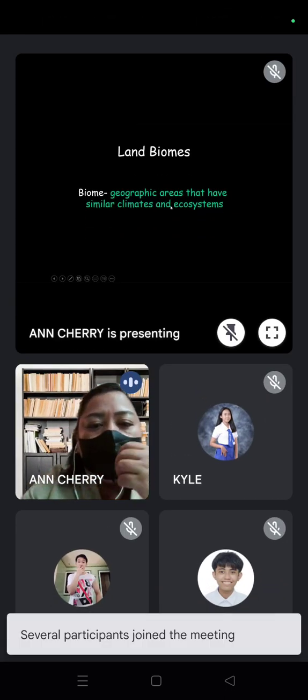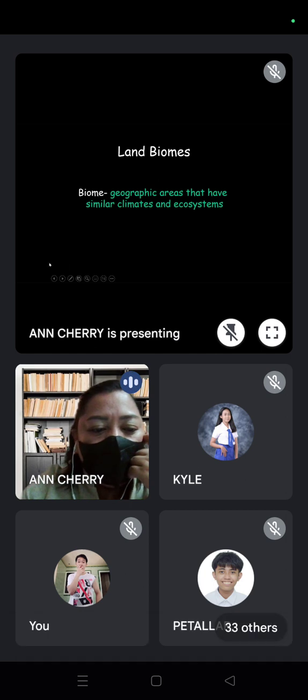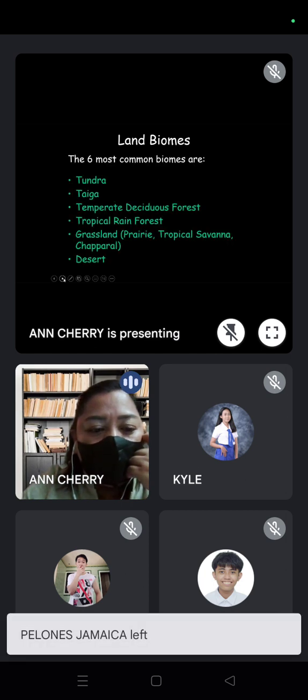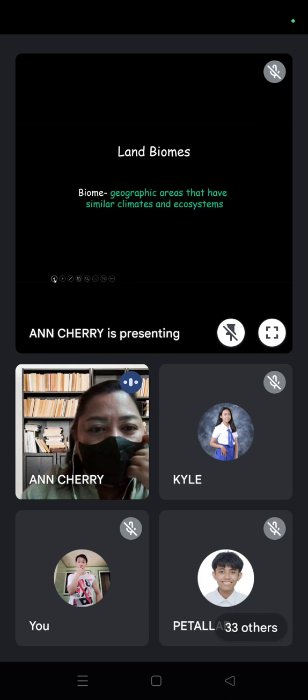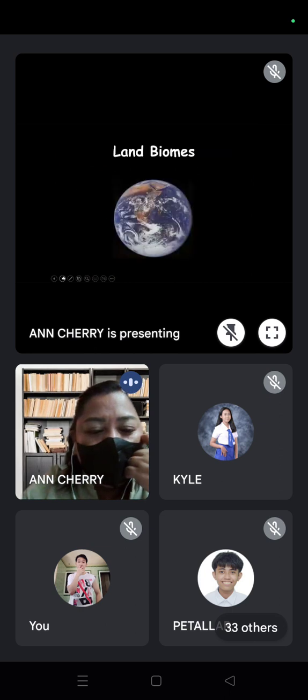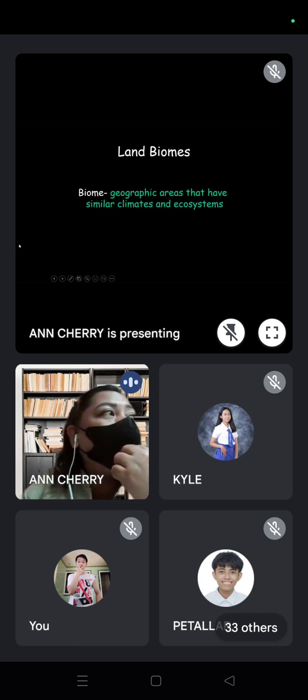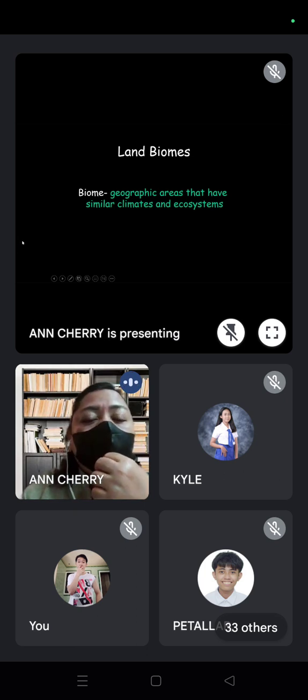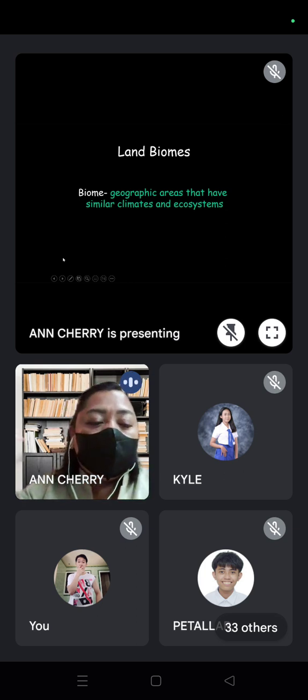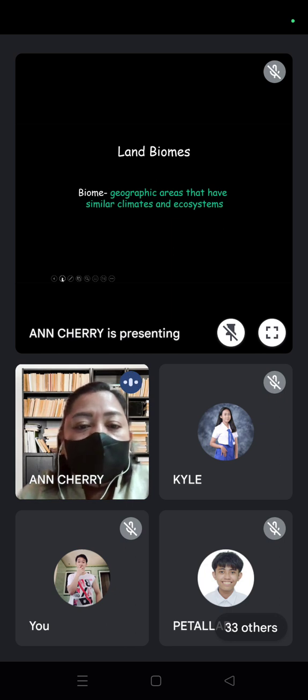Okay. So, these are what we call the land biomes. So biomes are geographic areas that have similar climates and ecosystem. So ito yung mga different terrestrial ecosystems that we can see, nakikita natin, na-observe natin, no, sa iba't ibang geographical locations.